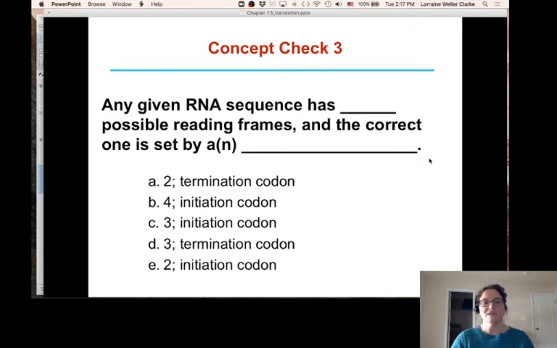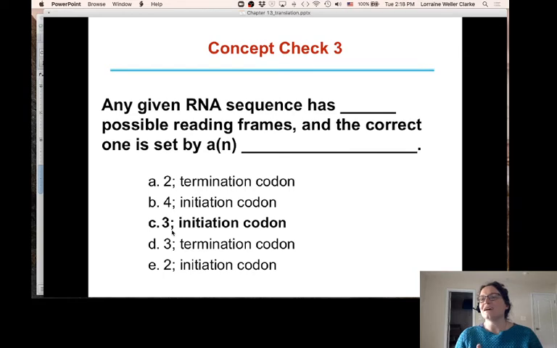Any given RNA sequence has blank possible reading frames, and the correct one is set by a, because I'm not fully sure. I guess I didn't cover the number of reading frames it could have, but it's always a correct reading frame. Sorry, I should have checked this beforehand. I'm not sure why it's 3 actually, so don't worry, you won't be tested on that.